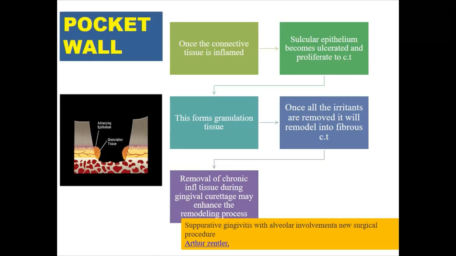The objective of any periodontal treatment is to remove all the irritants and all the inflammation, and then facilitate circumstances where the fibrous connective tissue will be remodeled. And then, what will it do? The removal of the chronically inflamed tissue with the aid of gingival curettage will enhance the periodontal remodeling process.